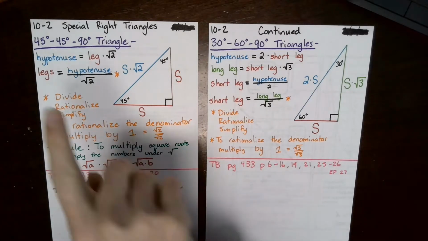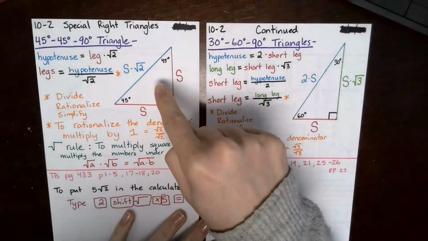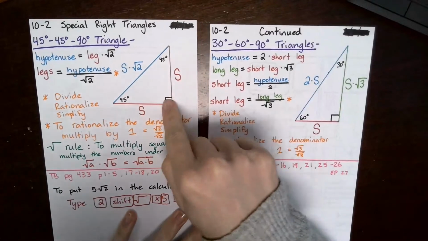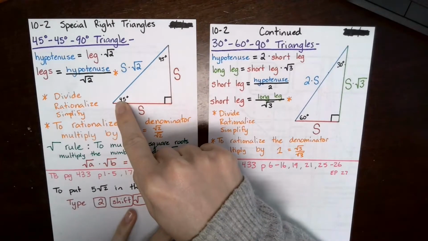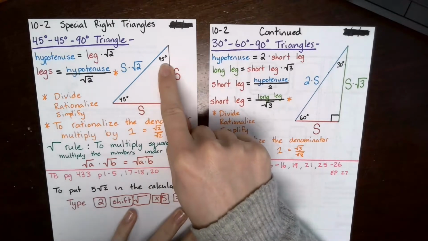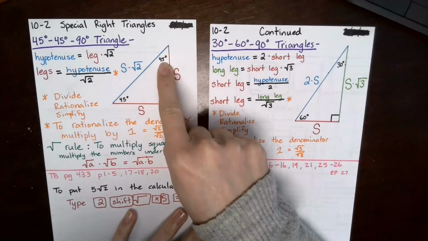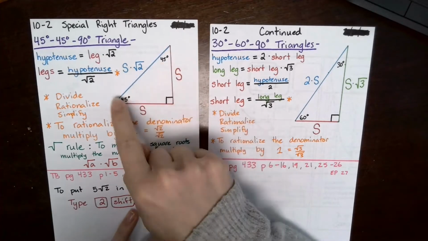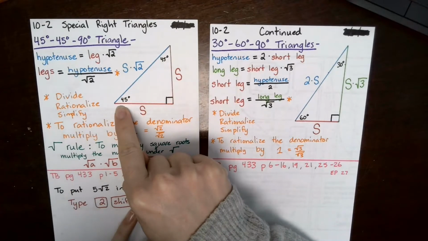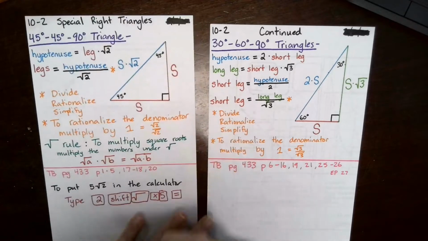So I'm going to start by talking about the 45, 45, 90 triangle. Now when we see this, we'll see a right triangle just like we did with Pythagorean theorem, but we're going to actually see a 45 degrees. Now we don't need both 45 degrees to know that it's a 45, 45, 90 triangle, because if one of these is 45, automatically the other one is going to have to be 45. So even if we just see one 45-degree angle, that's enough to tell us that we are going to be doing a 45, 45, 90 triangle.